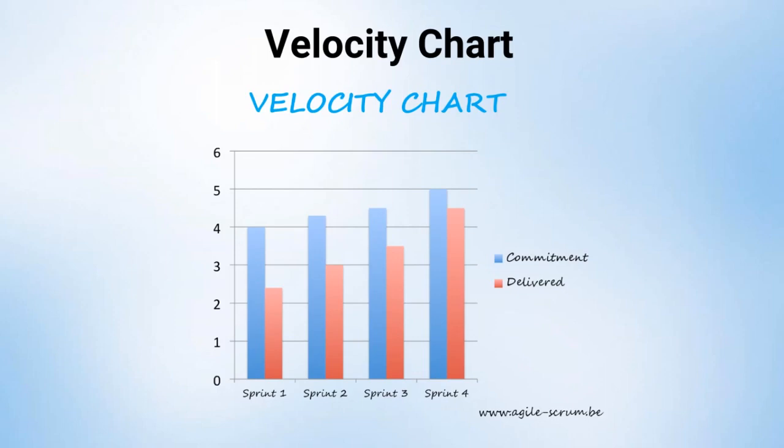The velocity chart shows the estimated and actual velocity of the team over time. In this example, prior to the first sprint, the team estimated that it would complete 4 story points, shown with a blue bar. It actually completed 2.5 story points as shown by the red bar. The velocity of the team for sprint 1 was 2.5 story points. The velocity chart shows a quick snapshot of the changes in the team's productivity over time. As the team improves, its velocity generally improves, so velocity charts usually trend upward.